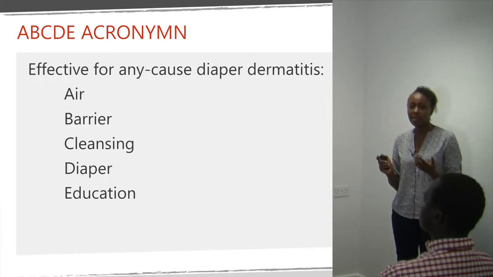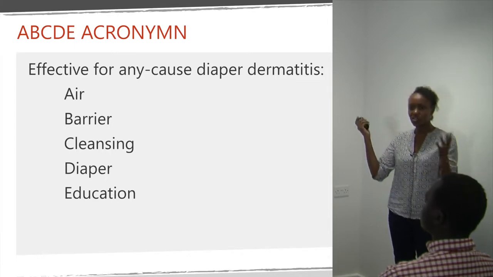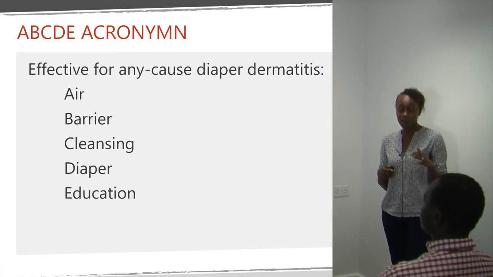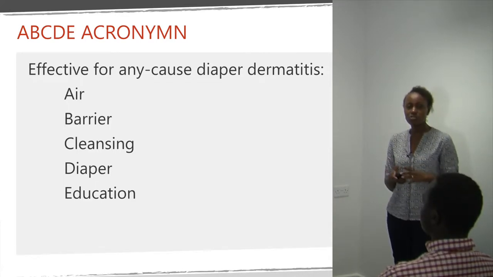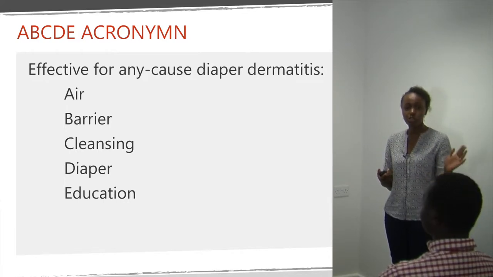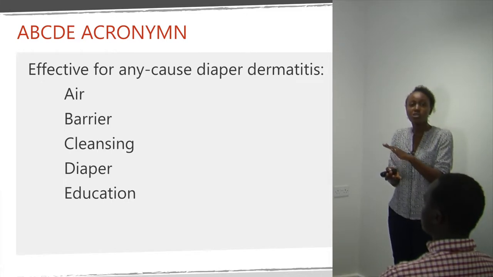So let's talk about air. In communities where babies run around without being dressed with either diapers, nappies, or any underpants, and they're just running around in the community or around the house, then the rates of diaper dermatitis are actually close to non-existent. And that's because there is nothing really occluding the diaper area. Immediately the baby passes a motion or urinates, they are cleaned up, and so they are not really in contact with urine or stool for a long time to irritate them.